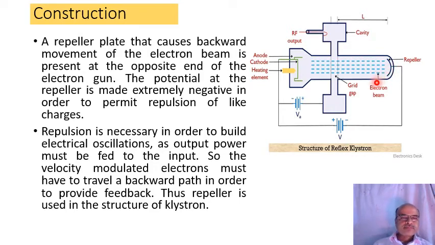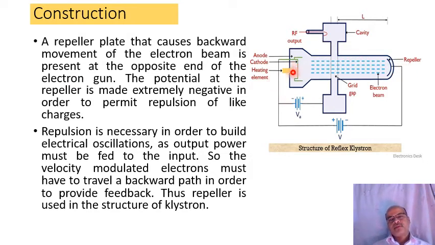The potential at the repeller is made extremely negative in order to permit repulsion of charges. Repulsion is necessary in order to build electrical oscillations, as output power must be fed to the input. So the velocity modulated electrons must travel a backward path in order to provide feedback. Thus, the repeller is used as a structure of a klystron. So this repeller plays an important role, as previously mentioned.